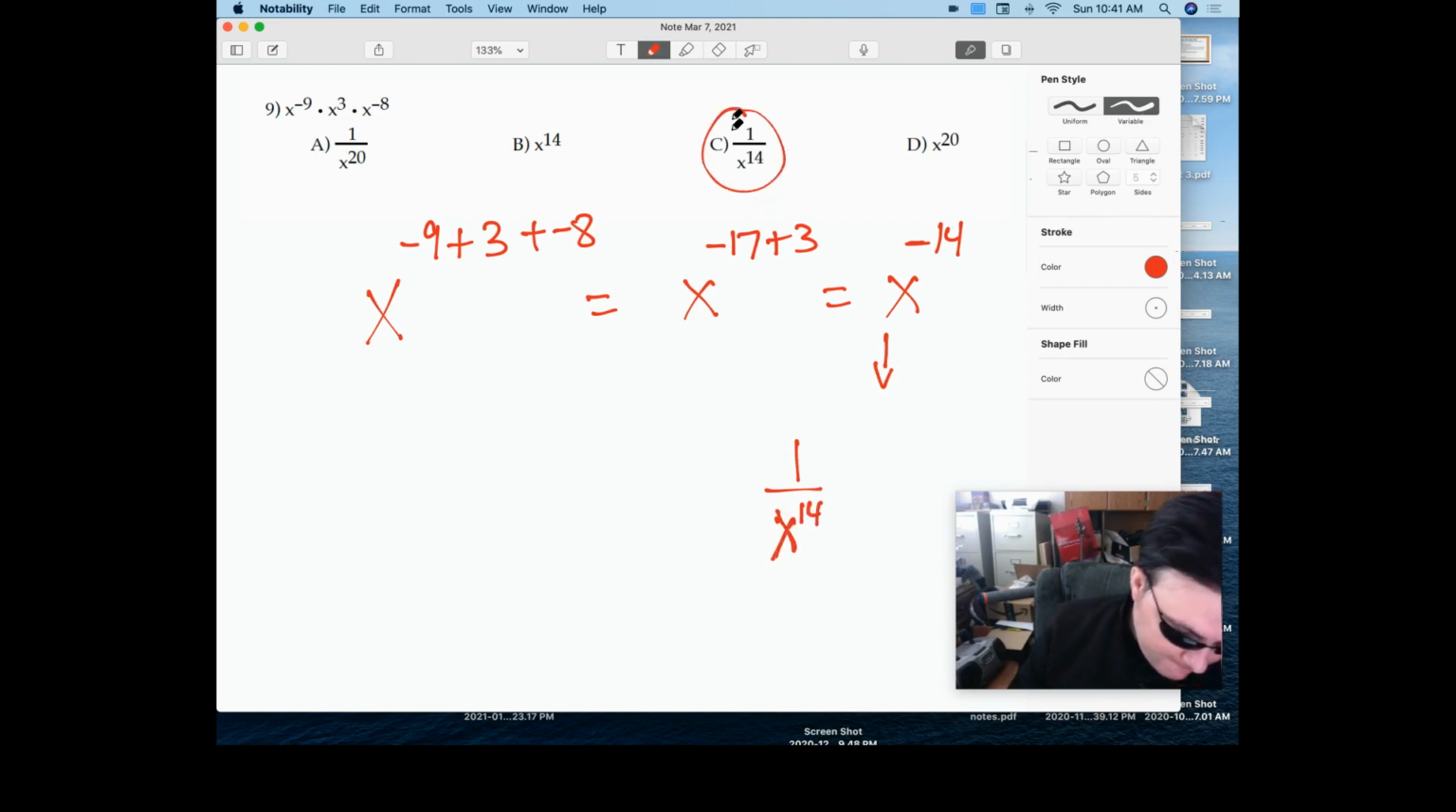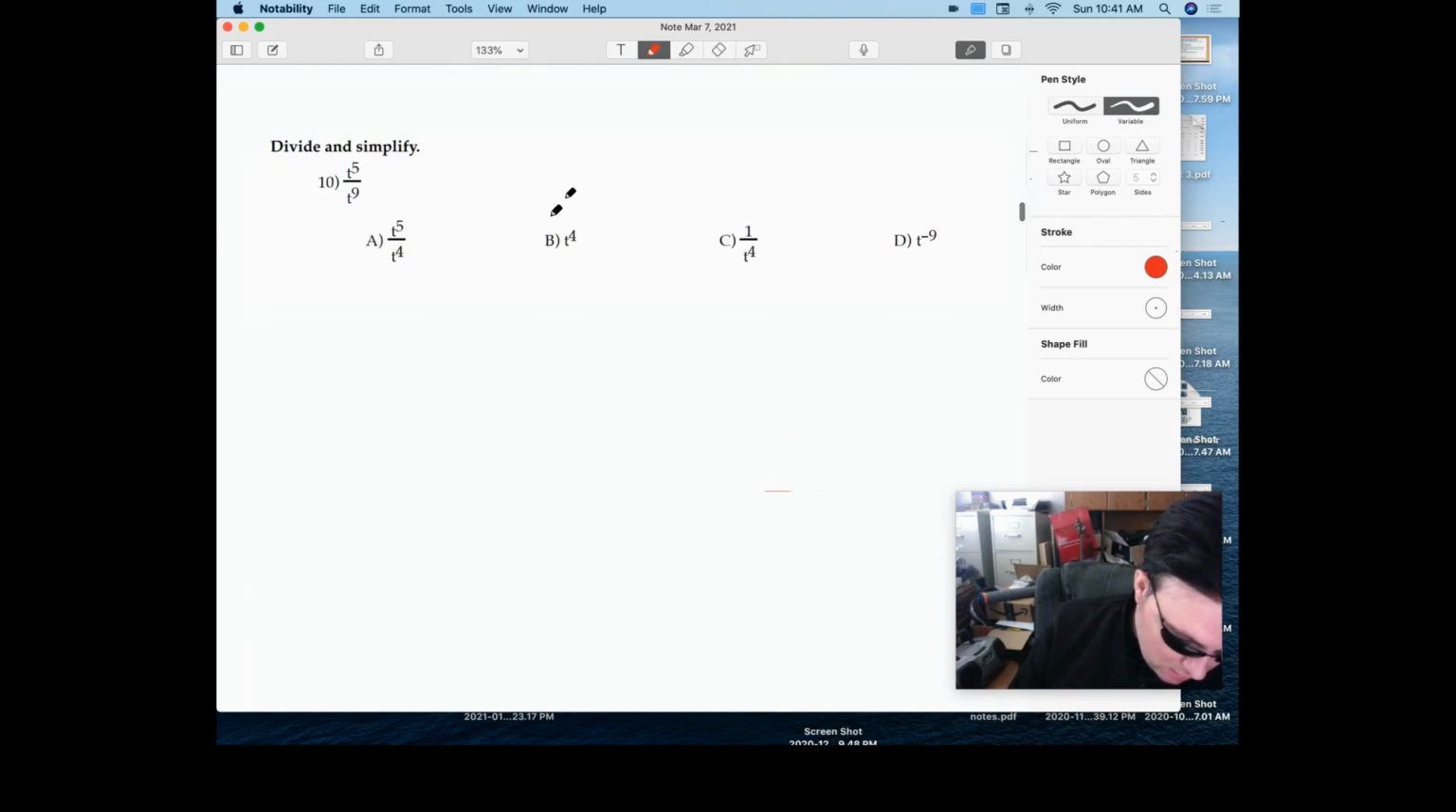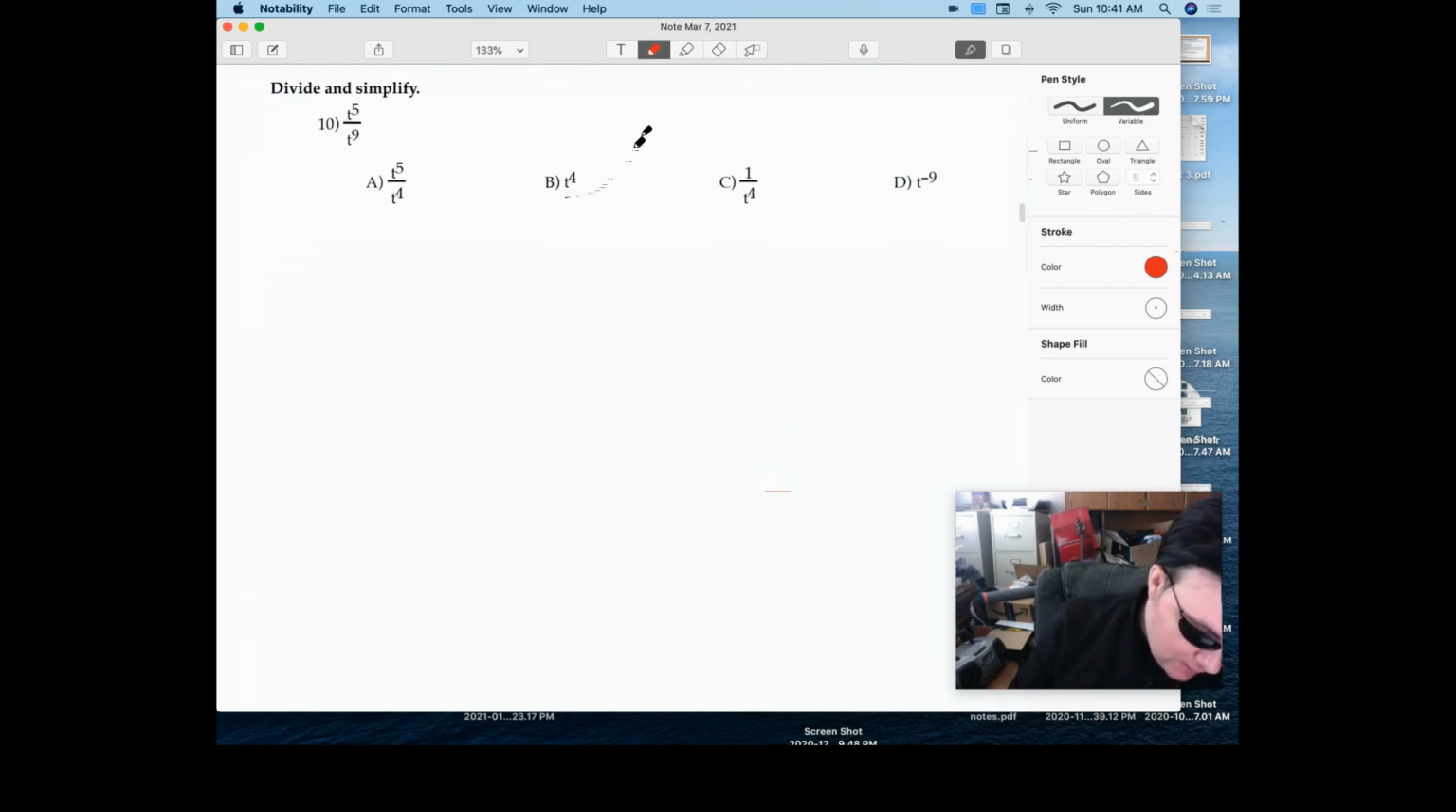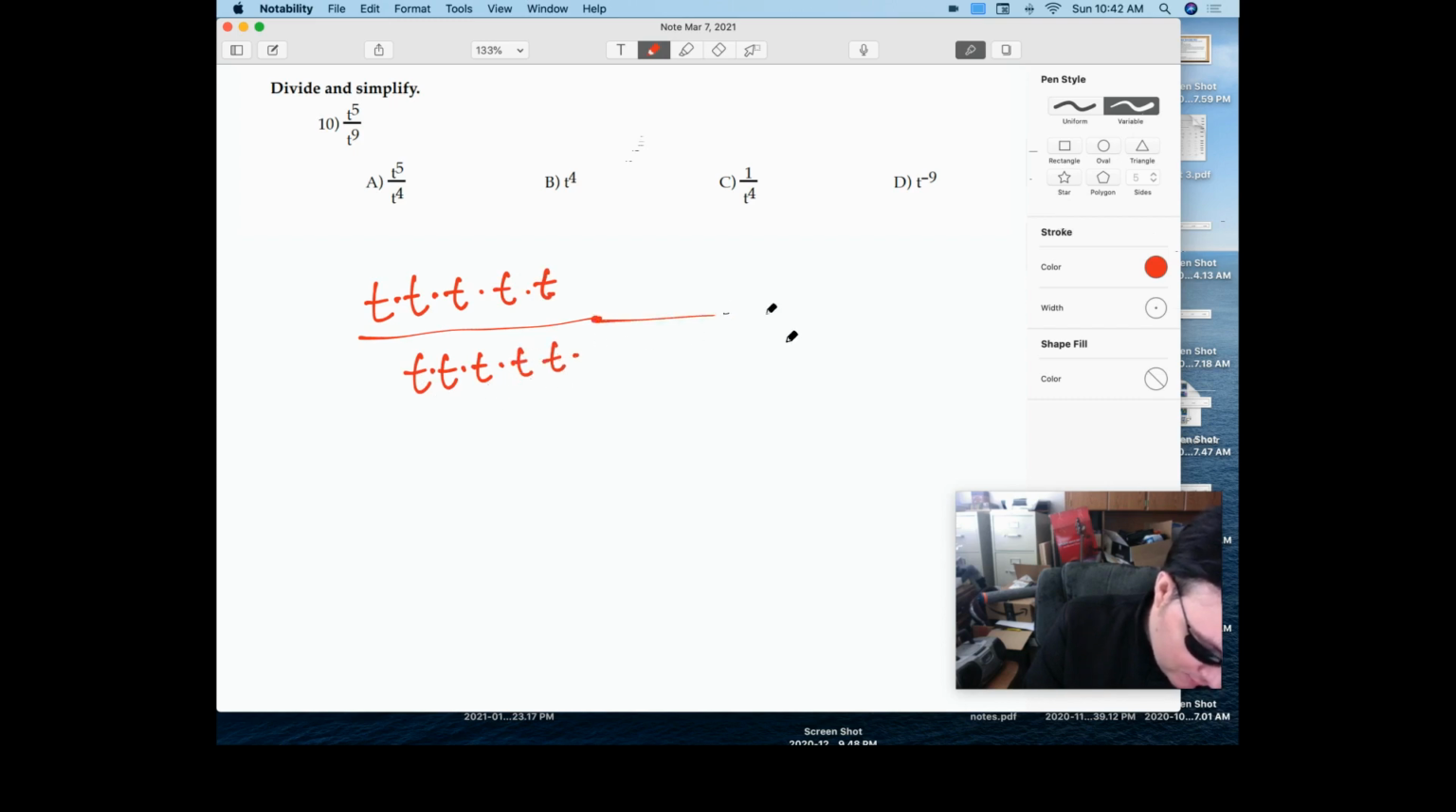And there's my answer. Moving on. So we have t to the 5th over t to the 9th. So t to the 5th means t times t times t times t times t. And t to the 9th means the same thing, only we have 9 of them. So that's 3, 4, 5. And then we have 4 more to give me a total of 9.